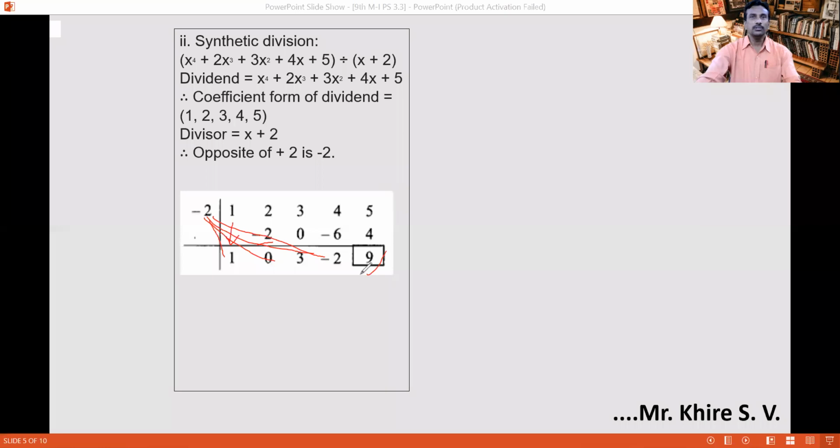Okay. Now the last number means the remainder of the division. Now the remaining numbers are the coefficient form of the quotient. Write it down in polynomial: 1, 0, 3 and minus 2. This is the coefficient form.